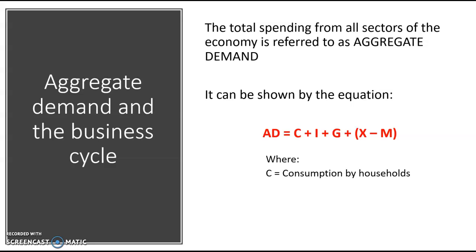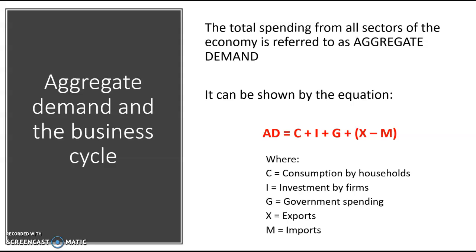Now this is where C equals consumption spending by households. I equals investment spending by firms. G equals government spending. X stands for exports and M stands for imports. Now remember, imports are money that we are sending overseas for the payment of those goods and services that are produced over there. So as a result, we need to deduct that from aggregate demand.